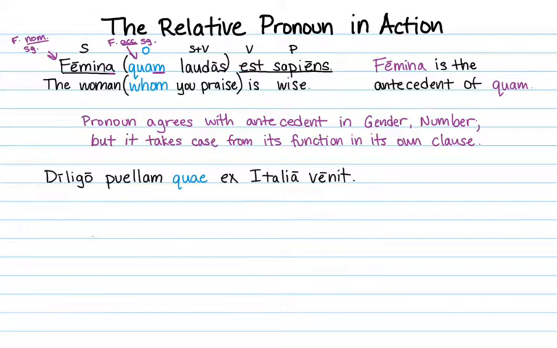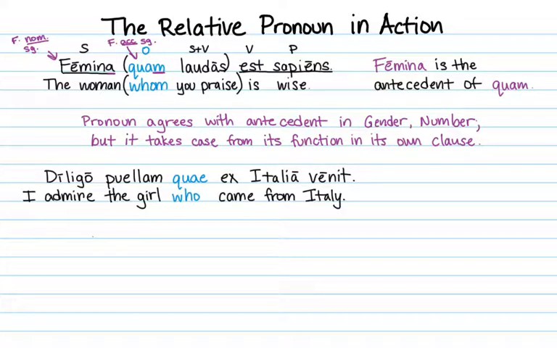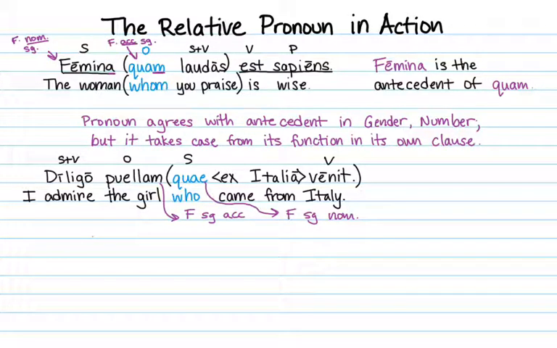Let's look at another example. Diligo puellam quae ex Italia venit. I admire the girl who came from Italy. The main sentence is diligo puellam, diligo subject plus verb, puellam direct object. Quae ex Italia venit is the subordinate clause. The subject is quae and the verb is venit. Ex Italia is a prepositional phrase. Puellam is feminine singular accusative because it's the direct object of diligo, but quae is feminine singular nominative because it's the subject of venit.